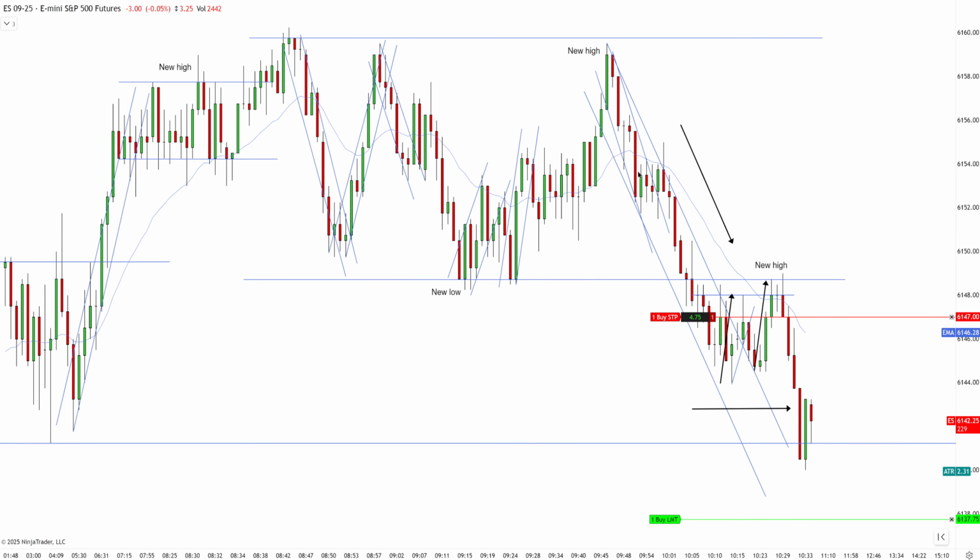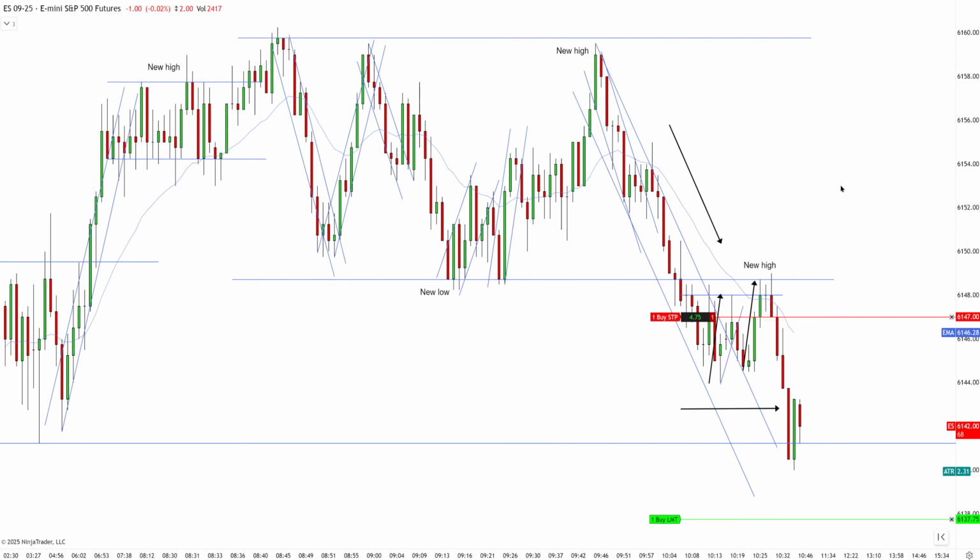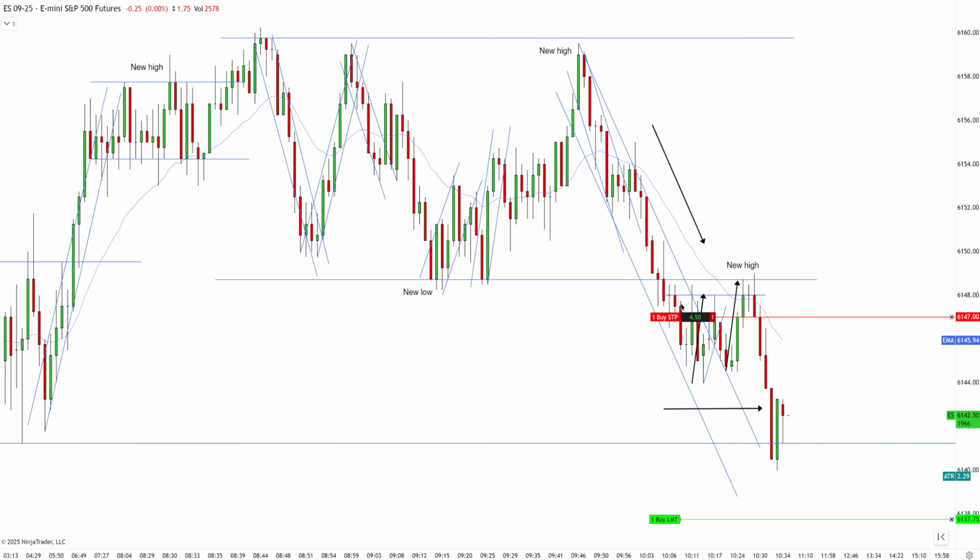I was patient throughout this area. I basically didn't take any setup here. You can make a case for this one right here. Visual felt like an entry long, but this is just too choppy, too sideways. As a price action trader, I want to make my job as simple as possible. So I'm just sitting on my hands, not really rushing into setups.